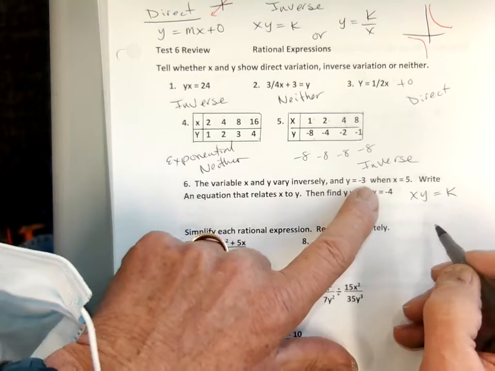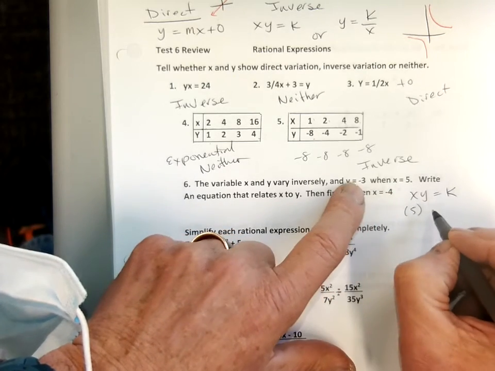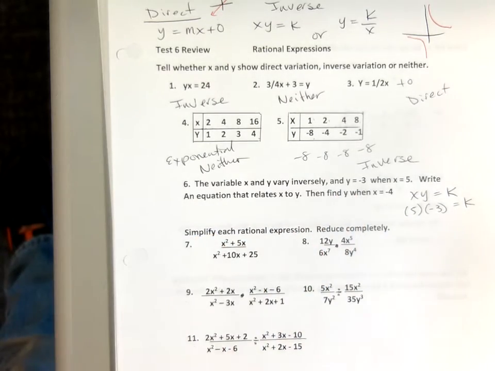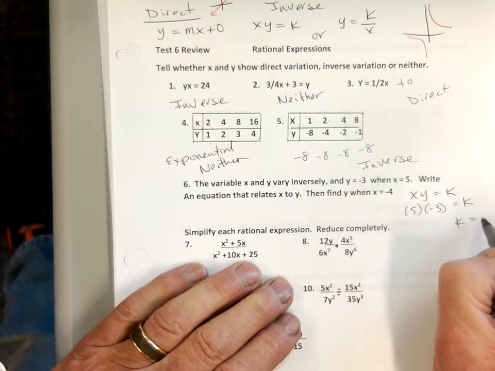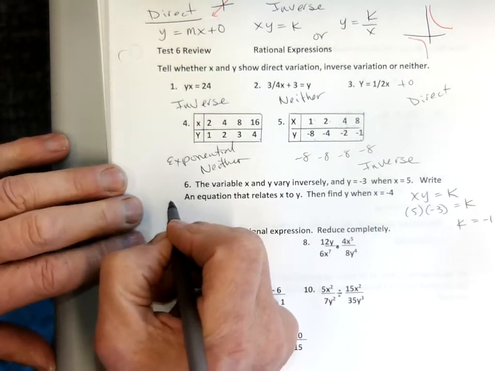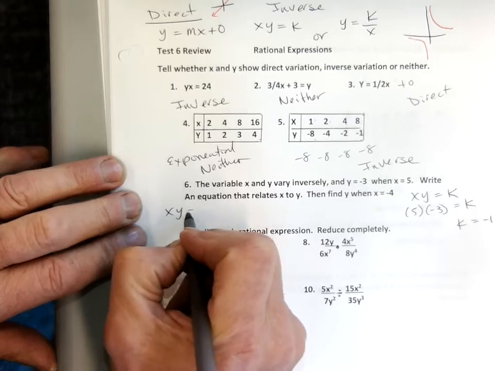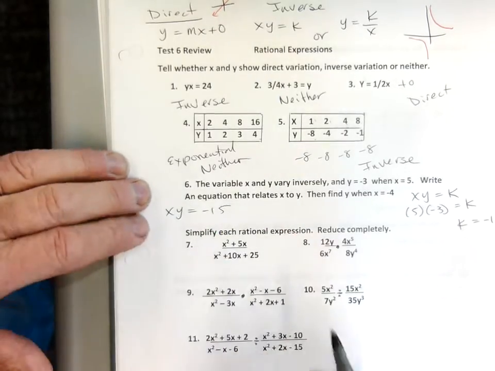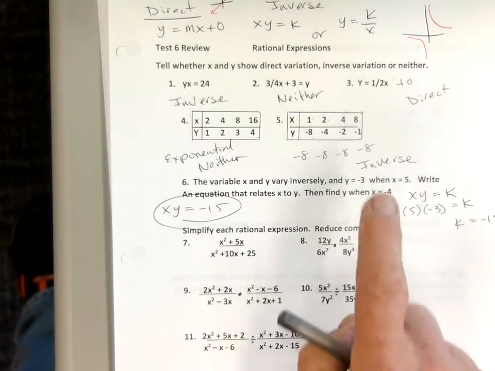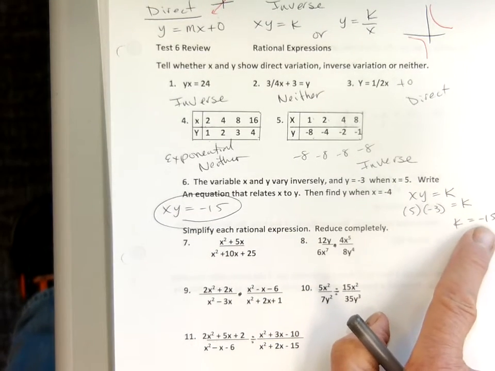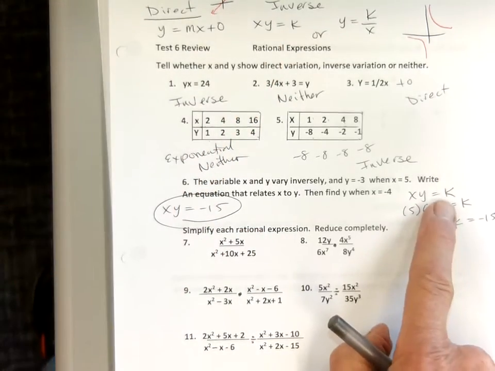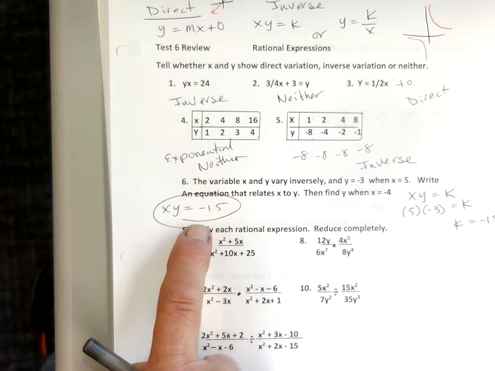I know when x is 5 and y is negative 3, we get our value k. k's got to be negative 15. Okay, so I have an equation. I've got x times y equals negative 15. All right, great. There's my equation. It says write the equation. I got part 1 done. That was easy. Just that times that. I got the value of k. I rewrote it in its formula. x times y equals some constant. I got it. Boom. Got the first equation.